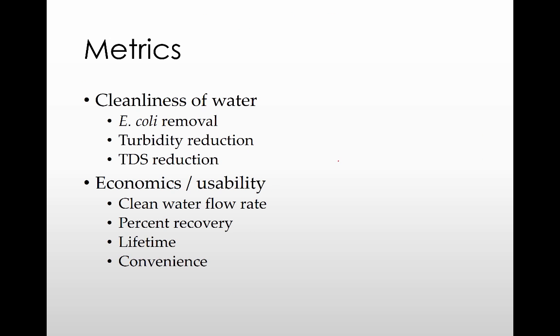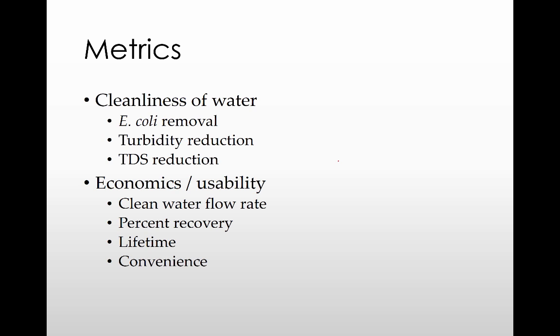Now the metrics we chose to assess in evaluating these water treatment systems at point of use were 7 in number. 3 of them concerned cleanliness of the water. There was E. coli removal. E. coli is a bacteria that is sometimes found in water and harmful to health in many cases. There's turbidity reduction. Turbidity refers to the clarity of the water, and it's related to particles that sit in suspension. And then there's TDS, or total dissolved solids reduction.